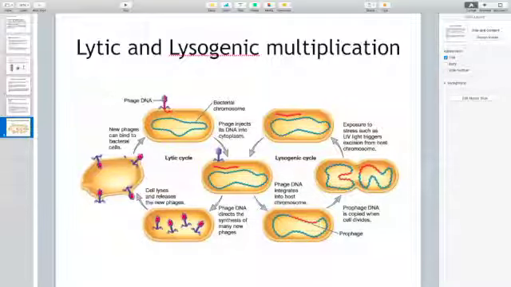So in this lesson, you were introduced to some of the basic properties of what viruses are, why they're not considered living, why we call them obligate intracellular parasites, and the distinction between the two ways they multiply themselves, lytic versus lysogenic.